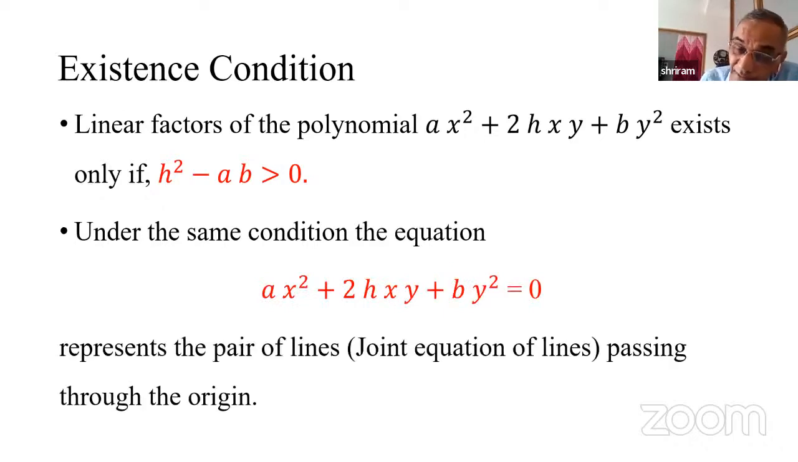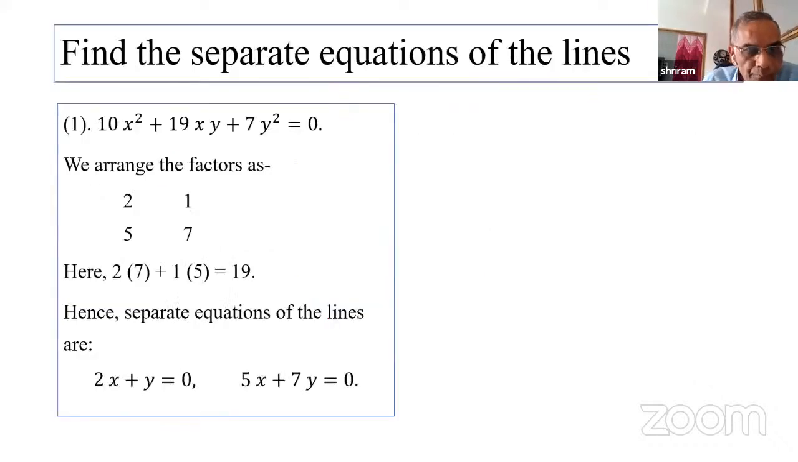We know that when this condition is satisfied, this equation, a polynomial equal to 0, represents a pair of lines, or joint equation of lines passing through the origin. There is always a problem: find the separate equations of lines when a joint equation is given. It means nothing but to factorize this equation and equate each factor to 0. We apply the technique of factorization as said before. Even in geometry, Urdhva Tiryagbhyam will work and you will get the answer. Let us have a problem.